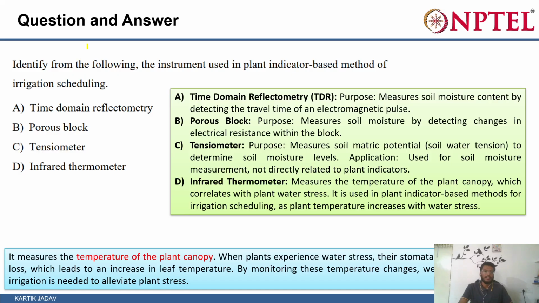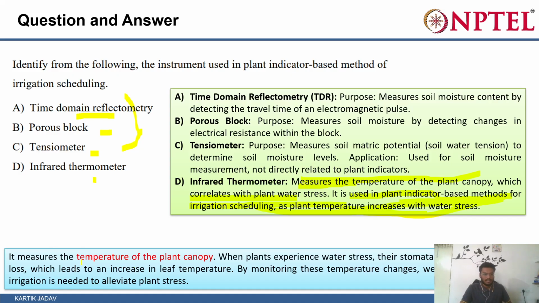Next question: identify from the following the instrument used in a plant indicator based method of irrigation scheduling. Time domain reflectometry, porous block, tensiometer, and infrared thermometer. We know that TDR, porous block, and tensiometer measure the soil moisture content, so we are providing irrigation based on soil moisture condition. In case of the infrared thermometer, it measures the temperature of the plant canopy, which correlates with the plant's water stress. It is used in a plant indicator based method for irrigation scheduling as plant temperature increases with water stress.